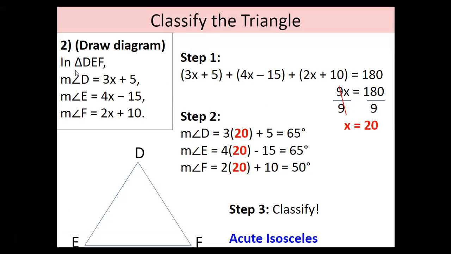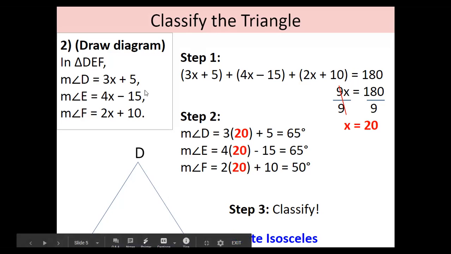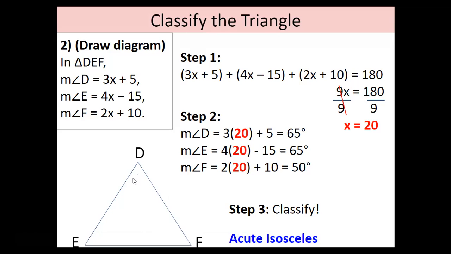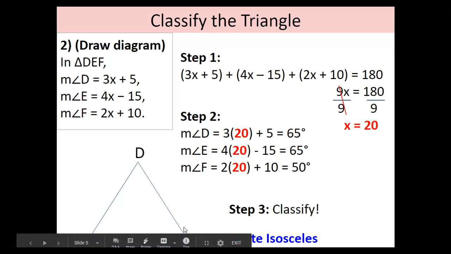It says in triangle DEF, the measure of angle D equals 3x plus 5. The measure of angle E equals 4x minus 15. And the measure of angle F equals 2x plus 10. So I didn't do it for this particular slide, but you should have had these expressions where the angles are in the triangles in your drawings, okay? So the first step is to create the equation.